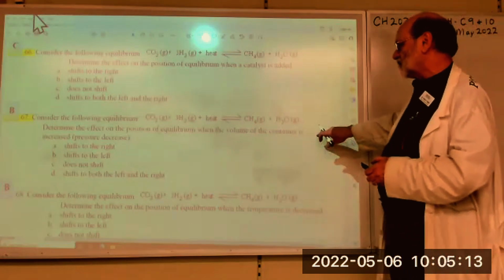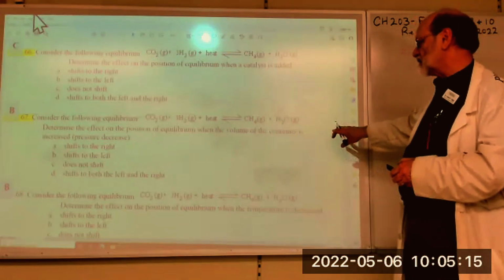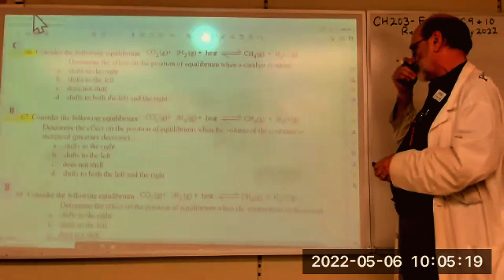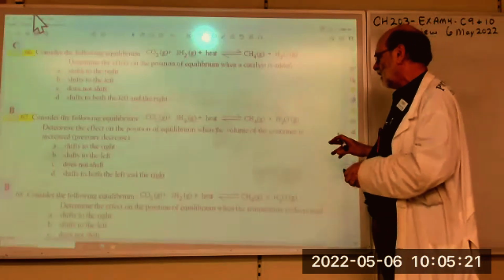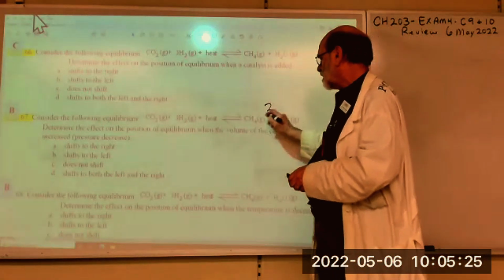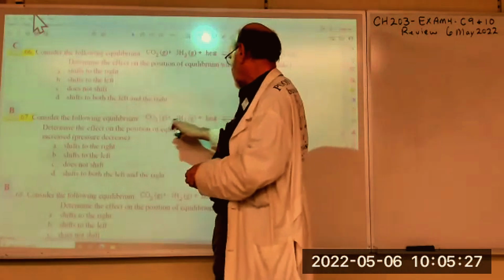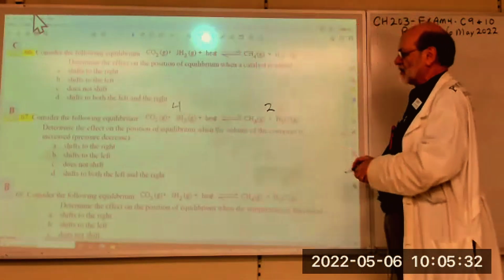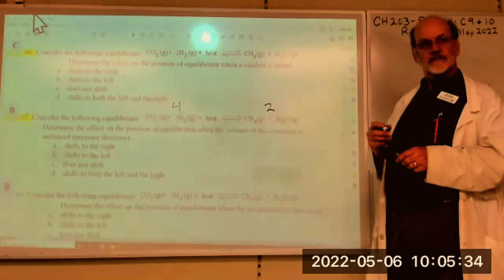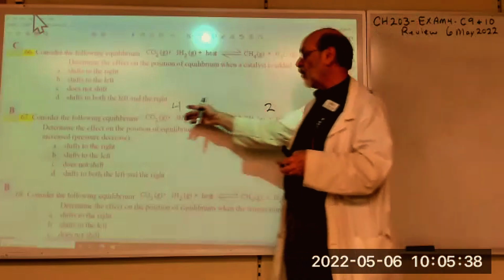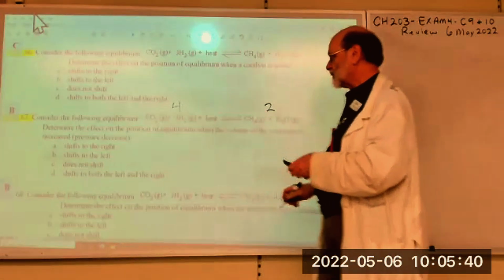Okay, for the same reaction, determine the effect on the position when the volume of the container is increased. We decrease the pressure. So let's see, we've got 2 moles of gas here, and we've got 4 moles there, both those are gases. So if we decrease the pressure, which way is it going to shift? Increase the volume? Yeah, it's going to make more moles of gas. Right, it'll shift to the left.